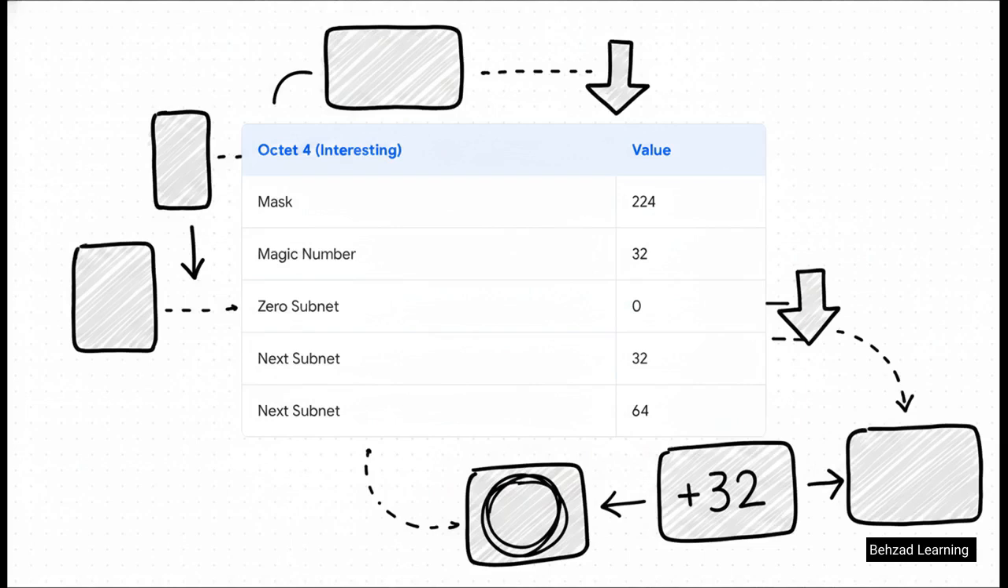To find the next subnet, we simply add that magic number to our interesting octet. 0 plus 32 is 32. The next subnet starts at 64. The next at 96. And just like that, without doing a single agonizing binary conversion, we have effortlessly sliced our network into perfectly sized blocks.